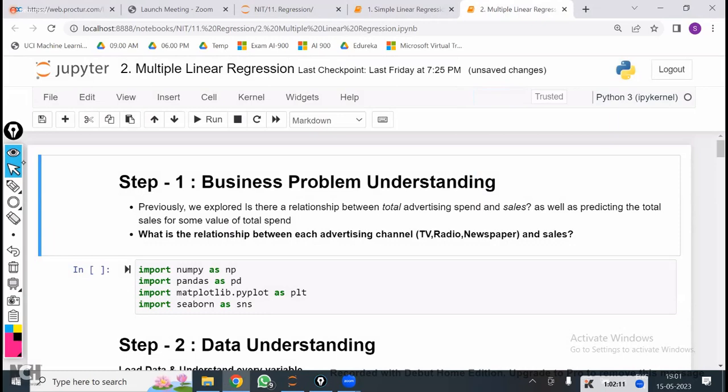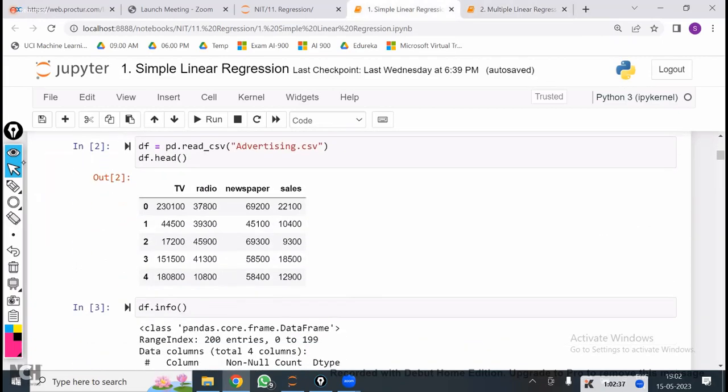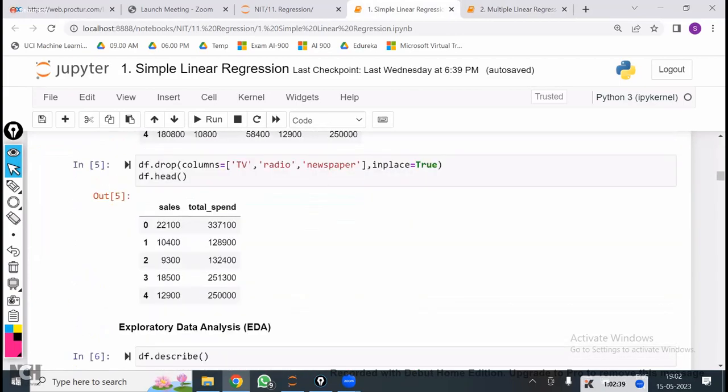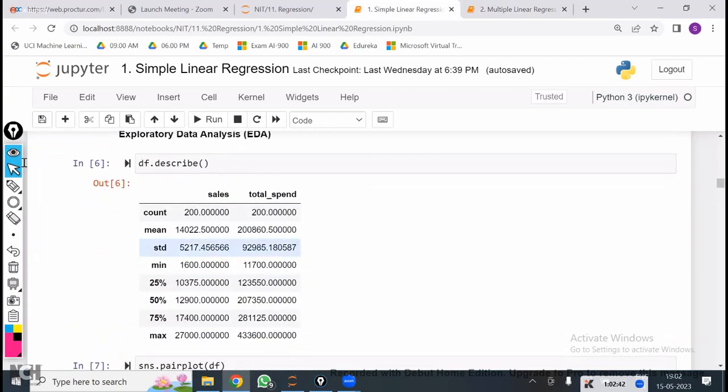I have shown you how to calculate, but in real life we have to go with RMSE only. We should not go with MAE. We should not go with MSE. Only RMSE. Yes, this is applicable only within the given range of values. What is the minimum total spend? The range is 11,700 to 43,600.